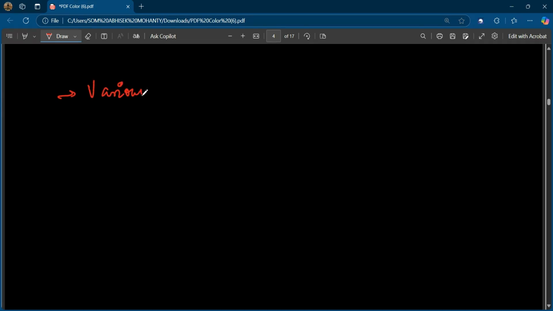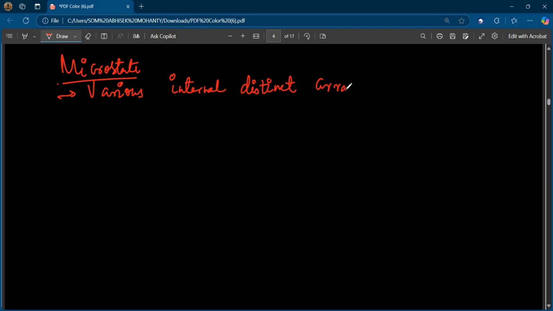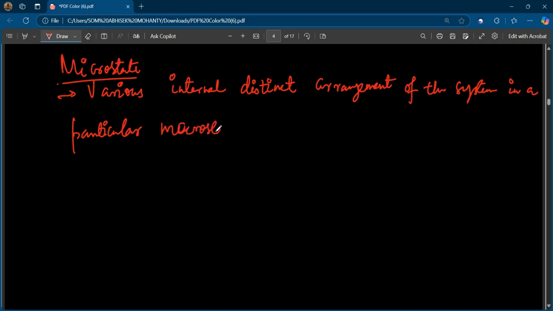Various internal distinct arrangements of the system in a particular macro state are known as microstates of a system.